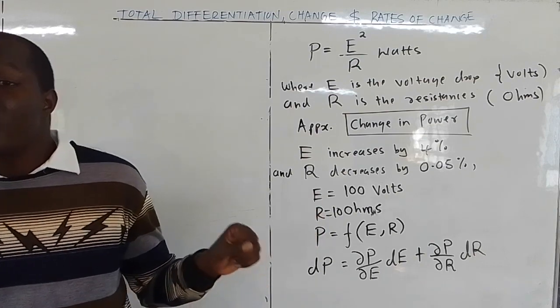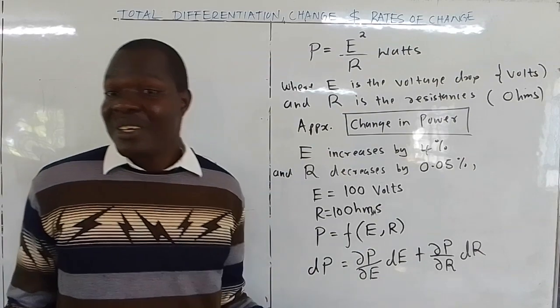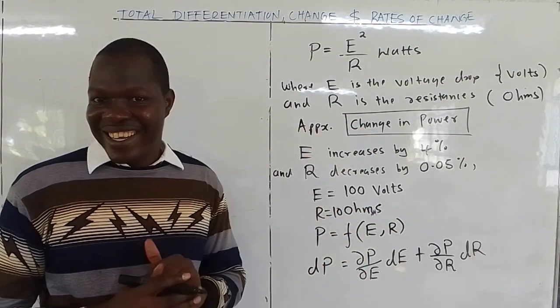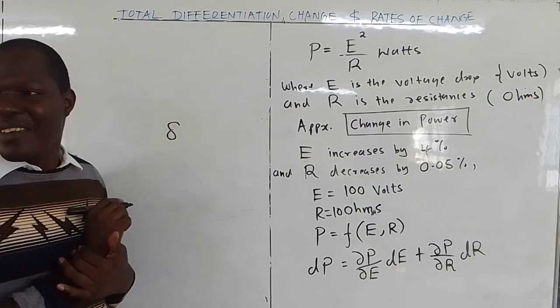If they want the rate of change, meaning rate with respect to time, we divide everything by dt. But we don't need the rate of change, we need the change, and change is denoted by that d which comes like this.